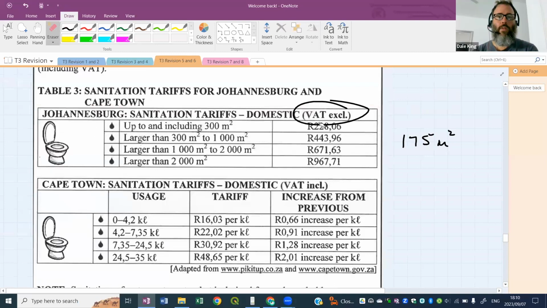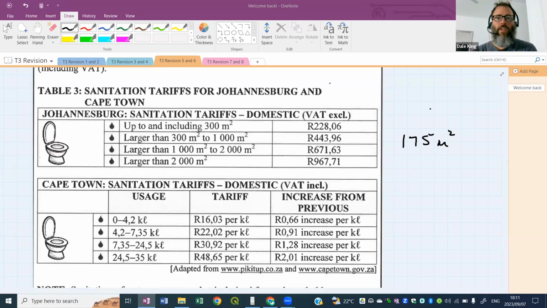Who's got an answer for me? Write down to the nearest 10 cents the tariff for a property that is 175 meters squared. Anybody? So quick question. Somebody. There's Miss Kier. We are matrix. Come on now, guys.